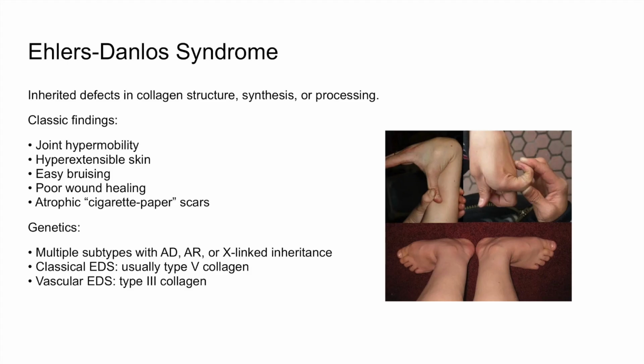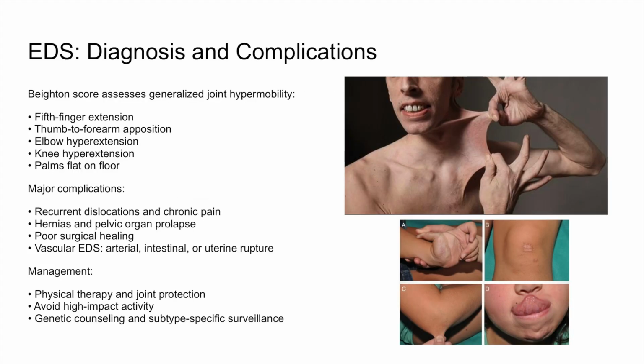Vascular Ehlers-Danlos syndrome involves type 3 collagen and is especially important because it can cause spontaneous rupture of arteries, intestines, and/or the uterus. Therefore, the major clinical distinction is between a primary hypermobile phenotype and a vascular fragility phenotype with potentially life-threatening complications. All right, so the Beighton score is a screening tool for generalized joint hypermobility. It evaluates fifth finger extension, thumb to forearm movement, hyperextension of the elbows and knees, and the ability to place both palms flat on the floor.